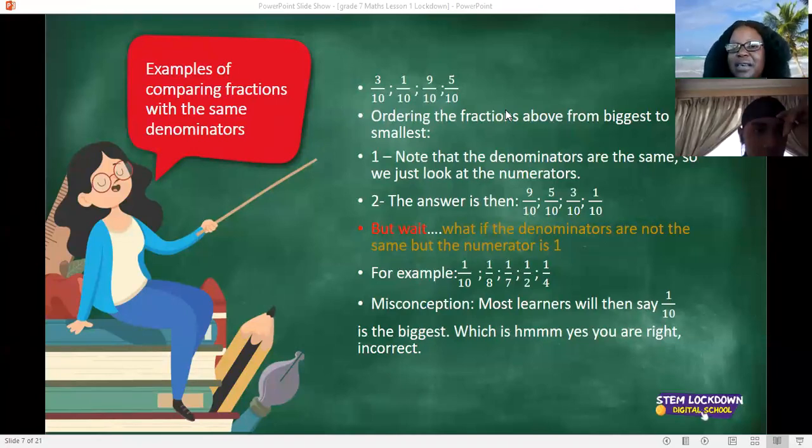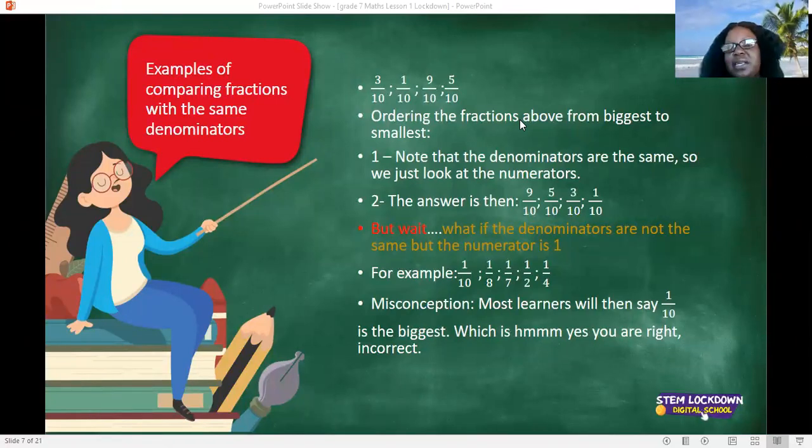Now that you're in grade 7, your teacher might not even use biggest to smallest, but they can use ascending or descending. So that is another thing that you have to know. Descending means from biggest to smallest, and ascending means from smallest to biggest. So you have to know those terms.